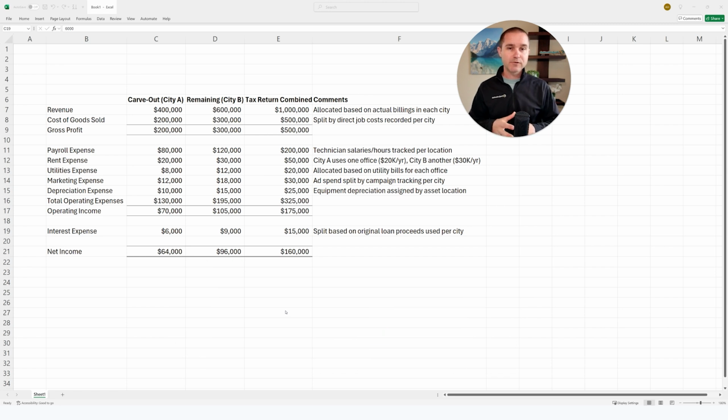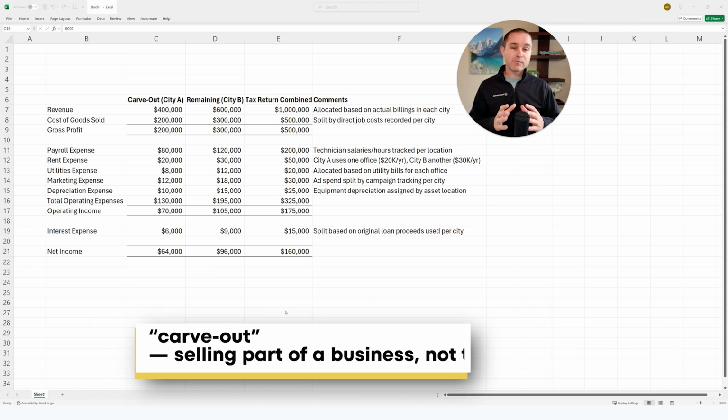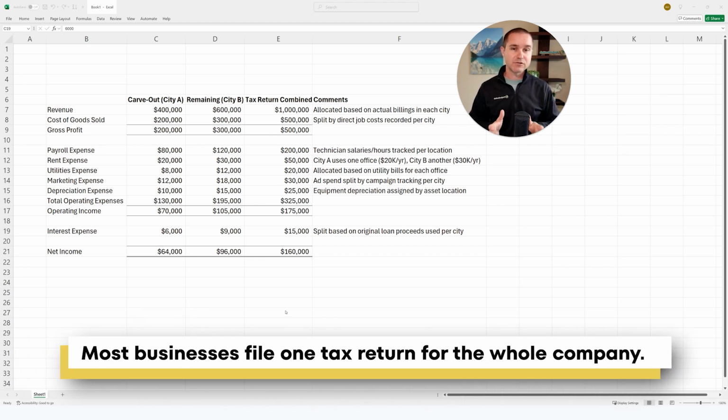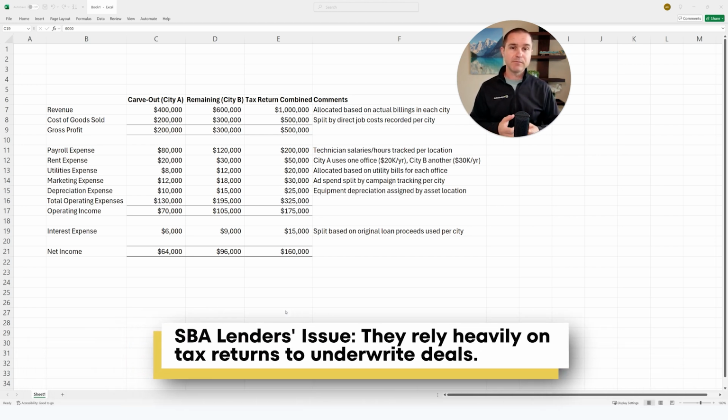The problem with these deals, they're often called carve-outs, is that the business has one tax return, and the SBA lenders are going to underwrite the deal. They're going to make decisions based on tax returns.